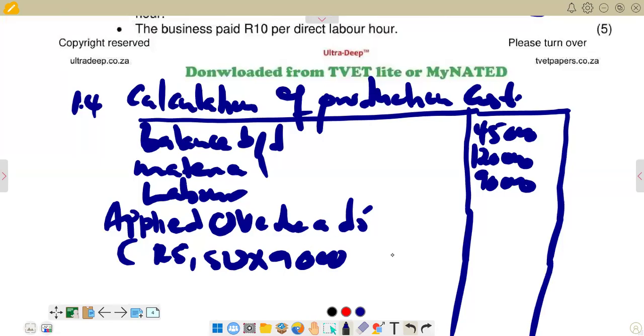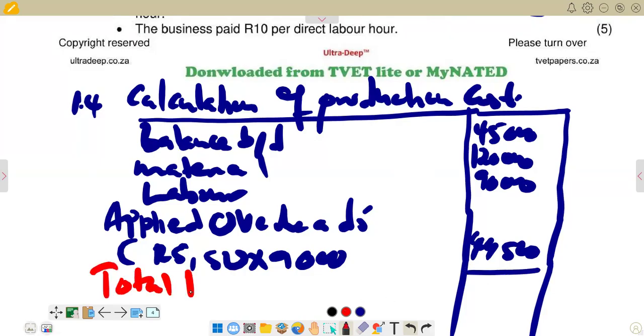Let's try to see. If you multiply the two, we are supposed to get 49,500. So this is what we have. And then we can now add to get the total production cost. So the answer that we are going to get there is going to be our total production cost. So this is the figure that we are looking for.